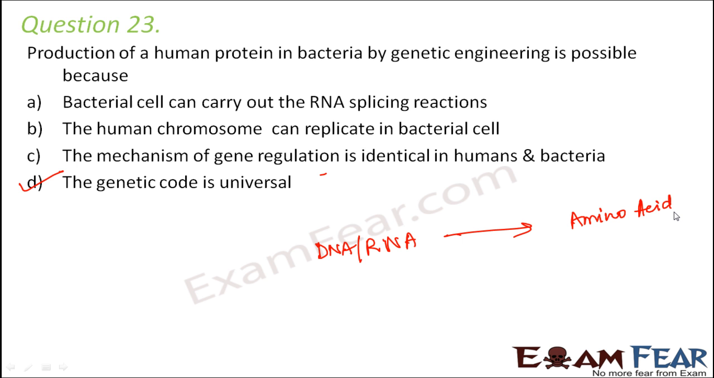For example, you have the 3-letter sequences like GAA or AUG or GUA. Each of these codons, so these 3 letters together is called codon, and each codon represent a particular amino acid. And for most of the organisms on this earth, a codon represent the same amino acid. So that shows that the genetic code is universal, and therefore it is possible to produce human protein in bacteria by genetic engineering.